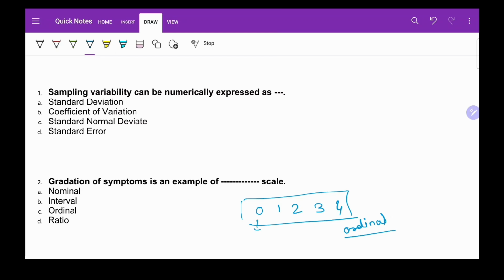Suppose this is related with the pain. 0 means no pain. 1 is very low pain, less pain. 2 is moderate pain, and 4 is severe pain. So there is an order, a chronological order, a scale of order. So this is the ordinal scale. When there is a gradation, then it comes under the ordinal scale of measurement.